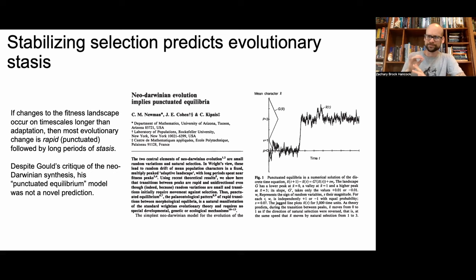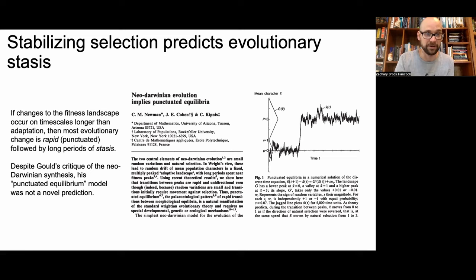They write, quote, "The two central elements of Neo-Darwinian evolution are small random variation and natural selection. In Wright's view, these lead to random drift of mean population characters in a fixed, multiply peaked adaptive landscape with long periods spent near fitness peaks. Using recent theoretical results, we show here that transitions between peaks are rapid and unidirectional, even though, indeed because, random variations are small and transitions initially require movement against selection. Thus, punctuated equilibrium, the paleontological pattern of rapid transitions between morphological equilibria, is a natural manifestation of the standard Wrightian evolutionary theory and requires no special developmental, genetic, or ecological mechanisms. Hence, the paleontological pattern of stasis followed by rapid change is a straightforward prediction of the adaptive landscape metaphor."